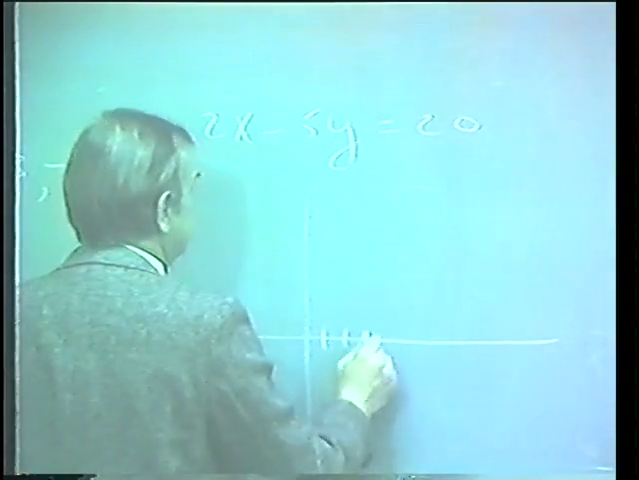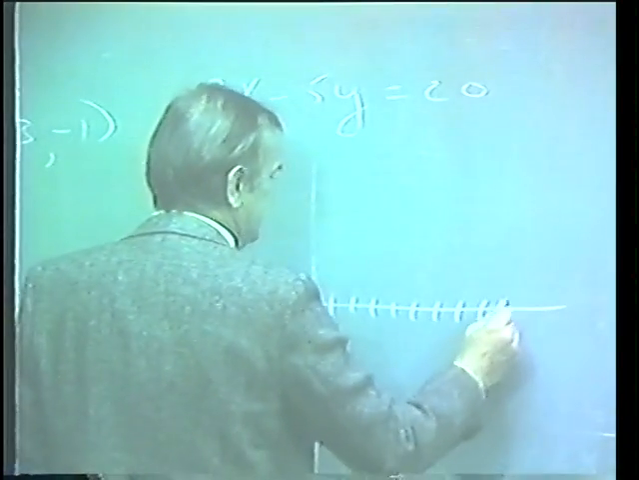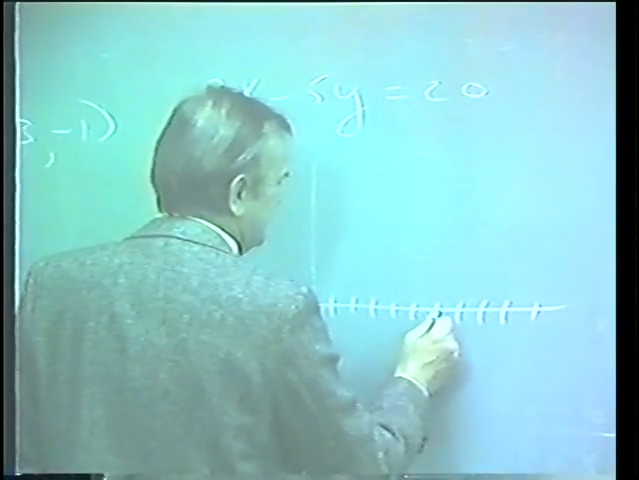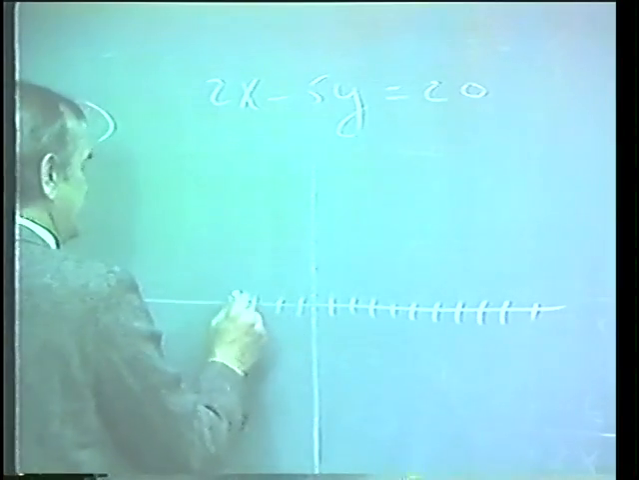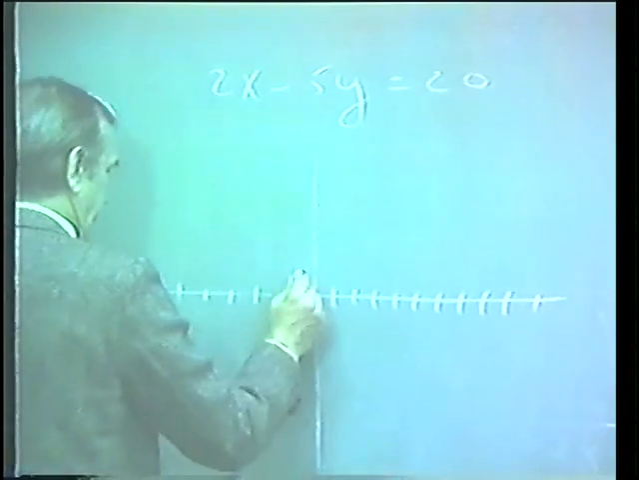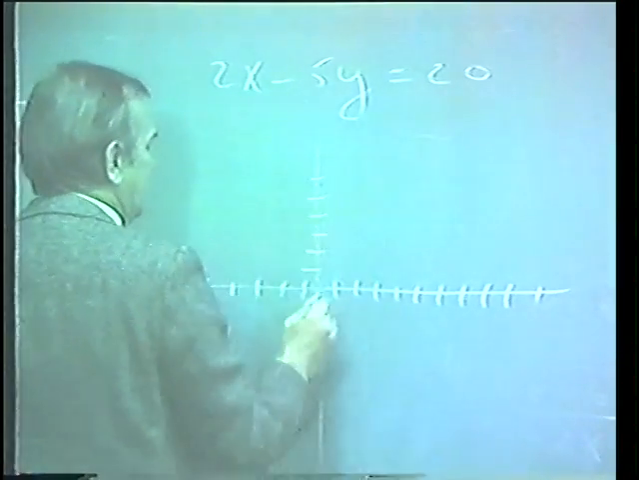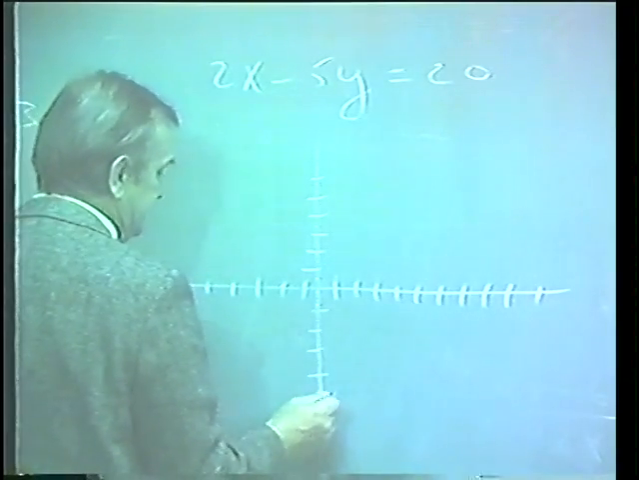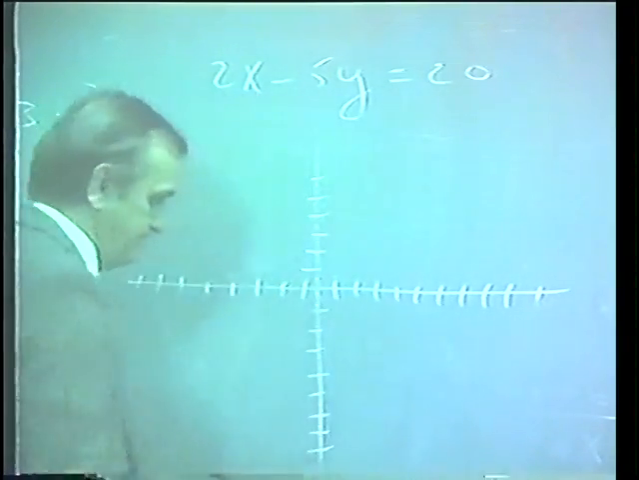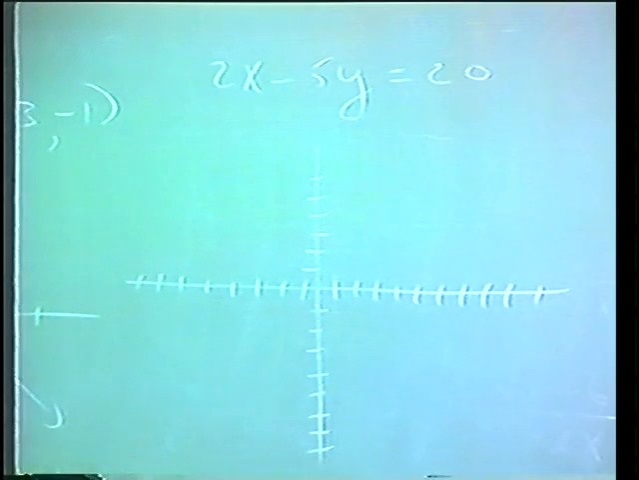Let's take the equation 2x minus 5y is equal to 20. And I'd like to talk about the second method. The second method was called the intercept method.